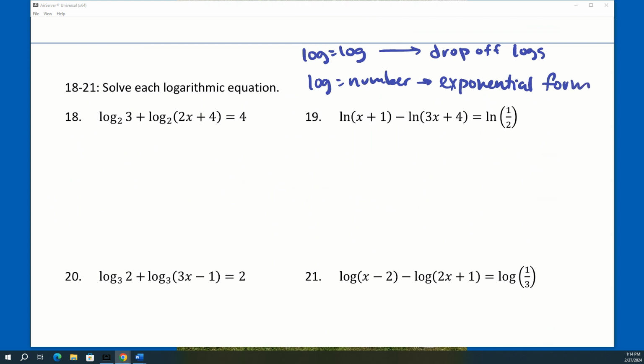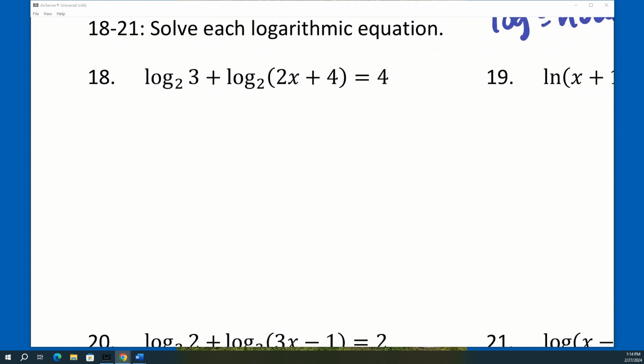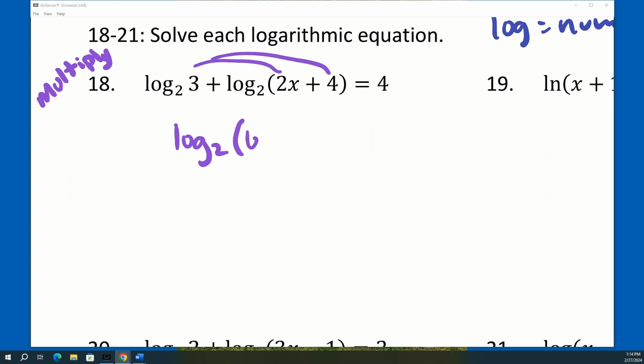All right, now all of 18 through 21 aren't quite ready for us to just drop off the logs or write in exponential form. So what we're going to need to do first is bring the logarithms together, either using multiplication or using division. So on number 18, are we going to bring those together using multiplication or division? How do you know? Log plus log. Right, if there's addition in between, to bring them together, you're going to multiply. So it's going to be a single logarithm, log base 2, and you're going to multiply by that 3.